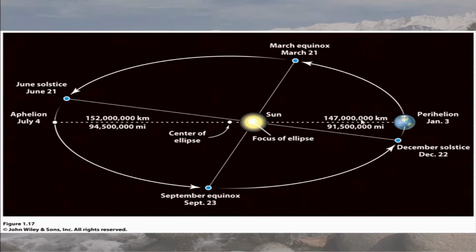It shows that at this location, on January 3rd, the Earth is closer to the Sun, whereas on July 4th the distance is much larger compared to January 3rd. The point where the Earth comes closest to the Sun on its journey through this elliptical path is known as Perihelion, and the largest distance is known as Aphelion.